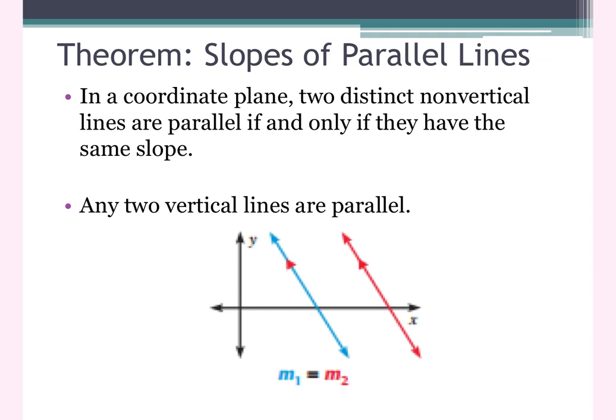Slopes of parallel lines is, well, it's a theorem, but something we already know. In a coordinate plane, two distinct non-vertical lines are parallel if and only if they have the same slope. So parallel has the same slope, same rise, same run. And any two vertical lines are also parallel. You just can't compare those slopes because they're undefined.